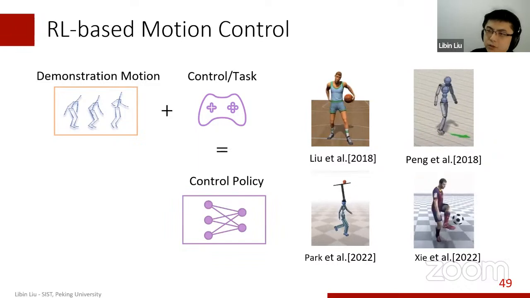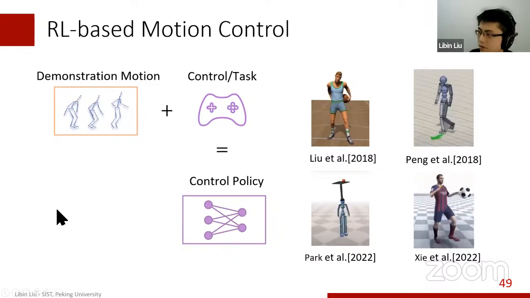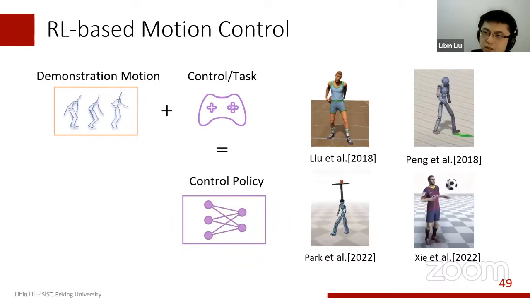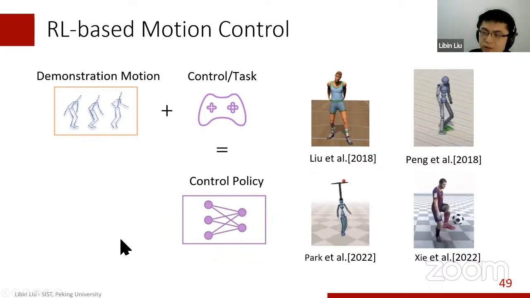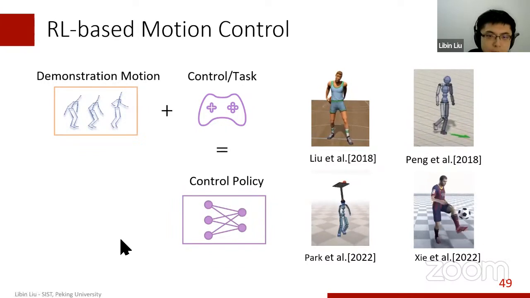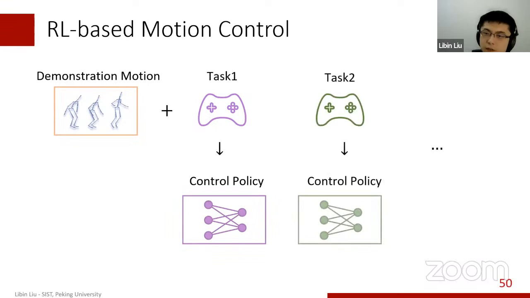We can see there have been very good results in the past few years, from basketball to soccer dribbling, and very complicated tasks. But the problem with this traditional RL method is that we always need to retrain the policy for each task. And every time we train a policy, it takes quite a long time to finish, usually at least a few hours. For more complicated tasks, it can take days.